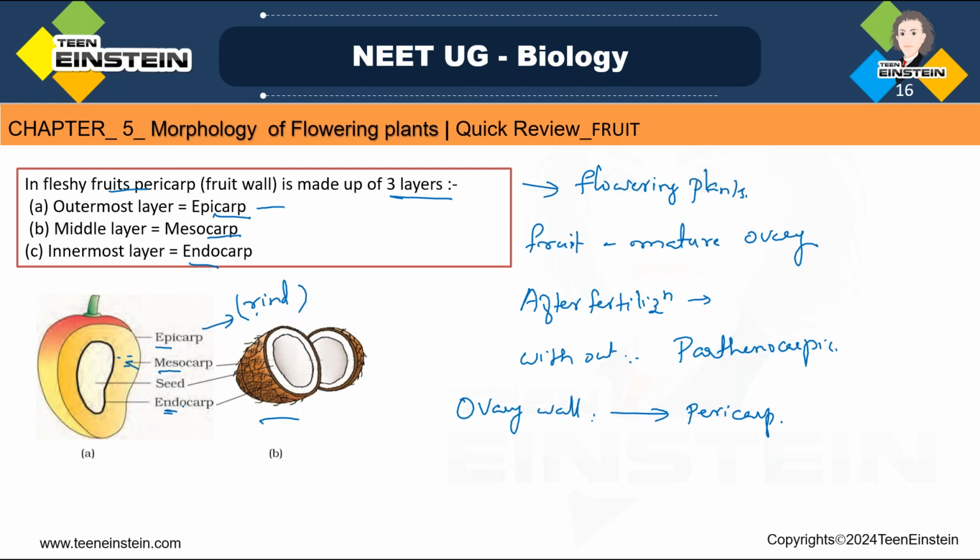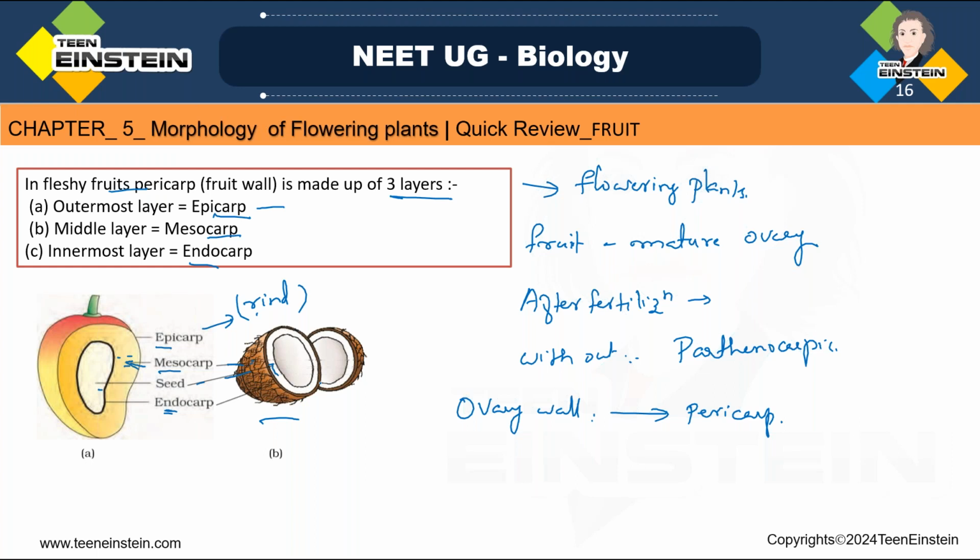Then in coconut, think about coconut. In coconut, the coconut shell is the mesocarp, right? And that is a seed portion. In mango, here you can see the seed portion. And what about the coconut? Here inside, that whitish part is the seed portion in coconut, right?